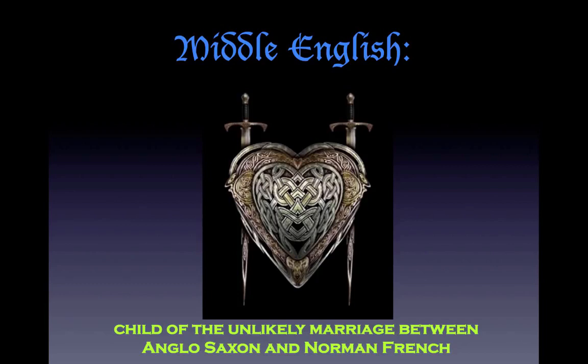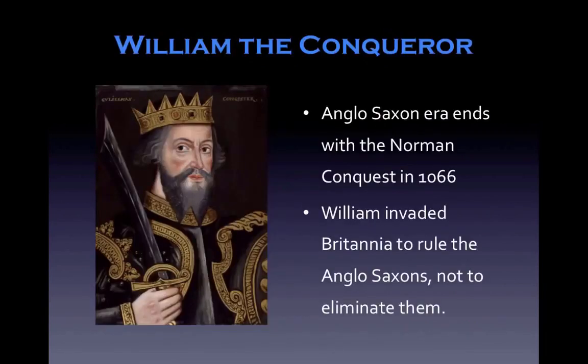The best metaphor that I can think of is that Middle English is the product of a marriage between Anglo Saxon and the version of French spoken by the invaders from Normandy. Now you will recall that the Anglo Saxon period in Britain ends with the Norman conquest in 1066. You will also recall that it was William's goal not to eliminate the Anglo-Saxons, but to conquer and rule over them. Remember, he was spurred to action because he believed that he was the rightful king of England, even if he came from someplace else.